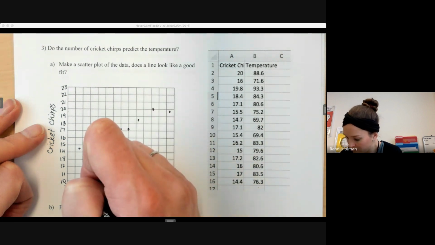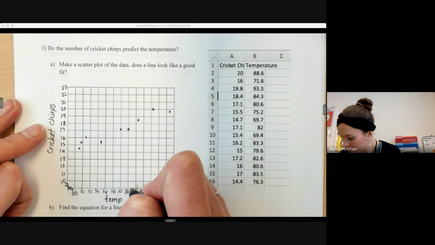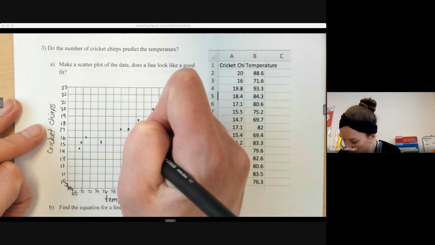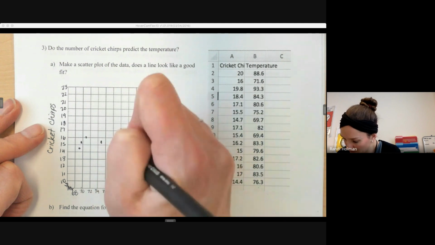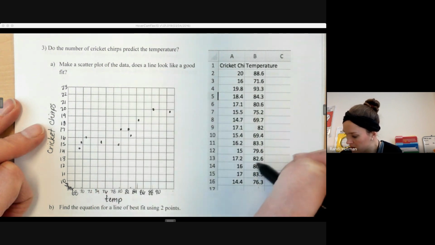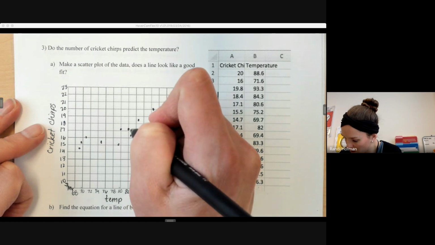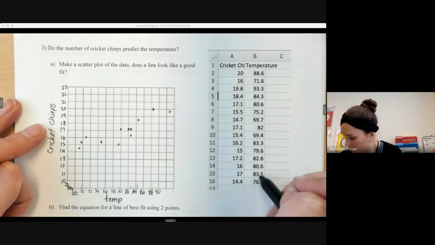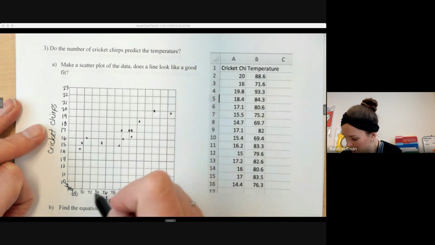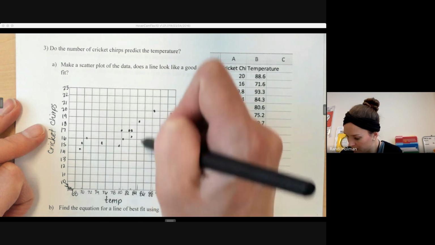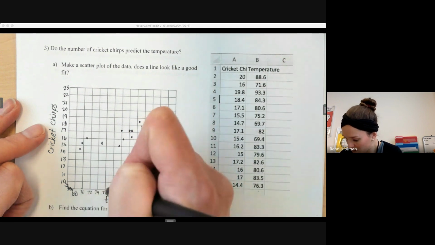69.4, 15.4, almost there, 83, 16.2, 9, 15, 17.2, this is 82.6, 80.6, 16, 17, 83.5, and 76.3 is 14.4.